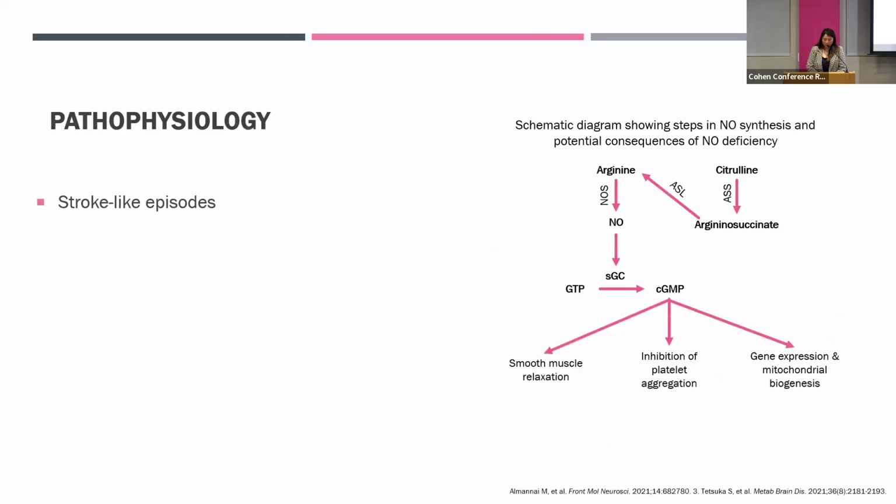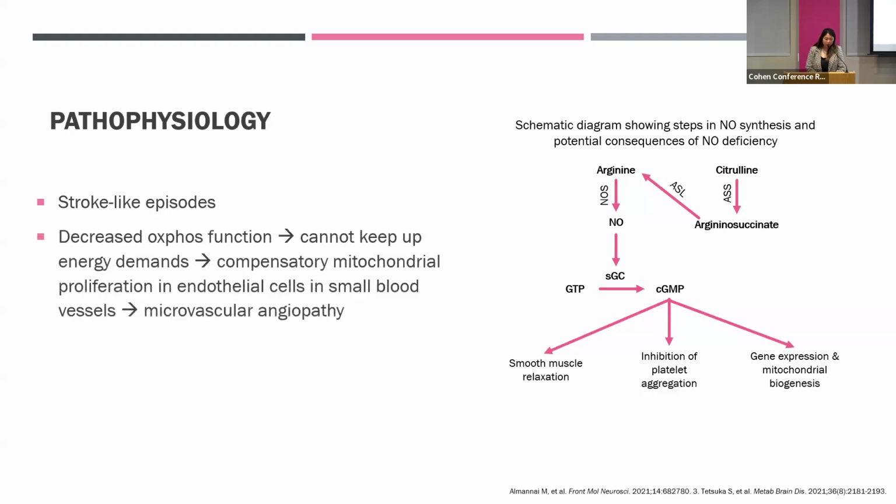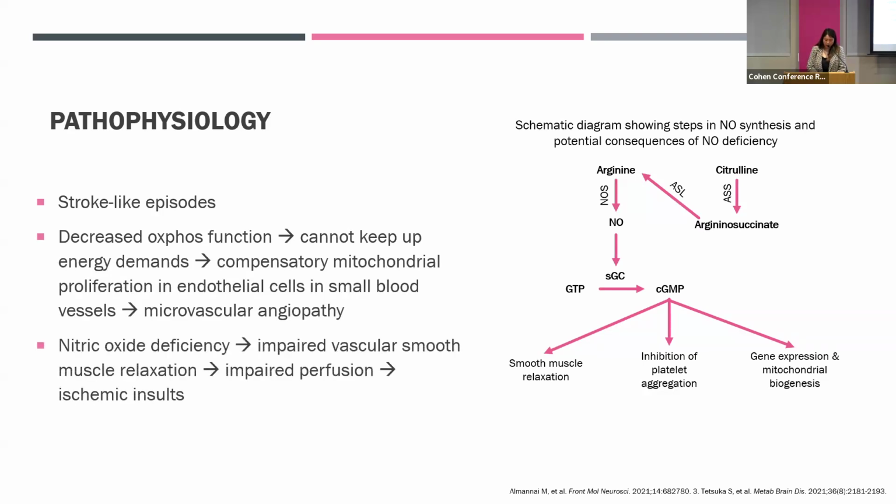All right, so not sure how familiar everybody is with this, but just going over a little bit on the basic science of the stroke-like episodes. I think it's involving the nitric oxide synthesis. Because there's a problem with how energy is produced, there's a compensatory mitochondrial proliferation in endothelial cells in the blood-brain barrier. And so that causes a microvascular angiopathy, and so causes a nitric oxide deficiency and impairs smooth muscle function.